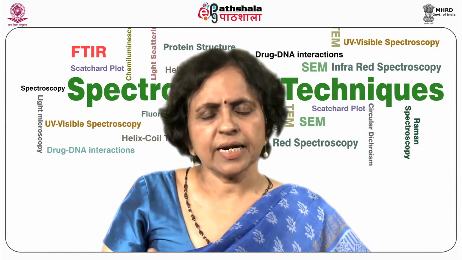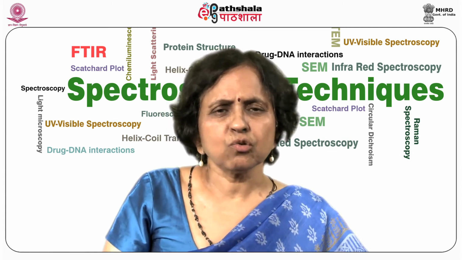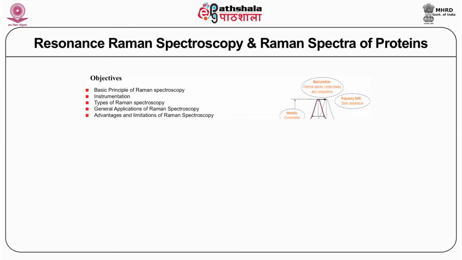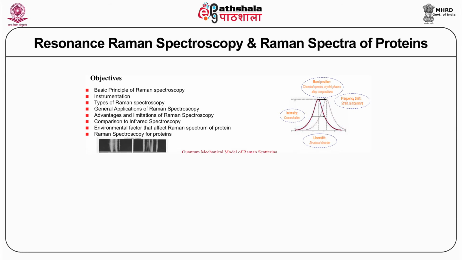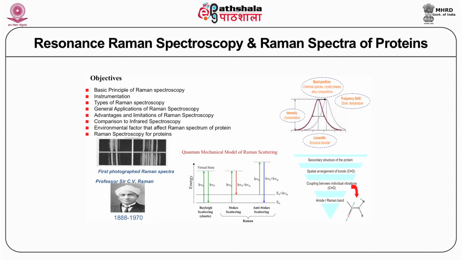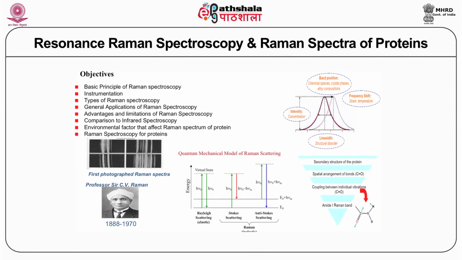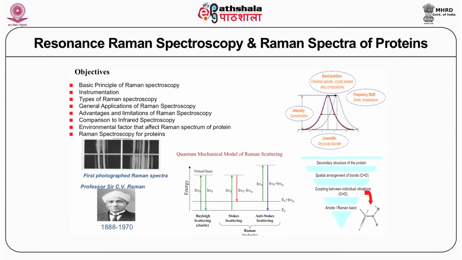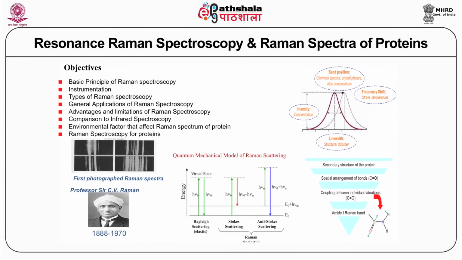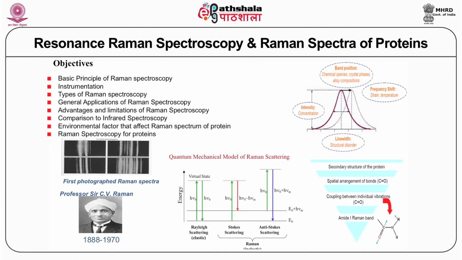Then of course you will study scattering, elastic and inelastic scattering, Stokes scattering and so forth. Then comes resonance Raman spectroscopy, then the Raman spectra of proteins. Raman also comes under the IR region, but Raman is different from conventional IR or FTIR. What is Raman spectroscopy, what are the different types, how is it useful, what are the applications, what are its advantages over IR, and what are its limitations compared to IR?